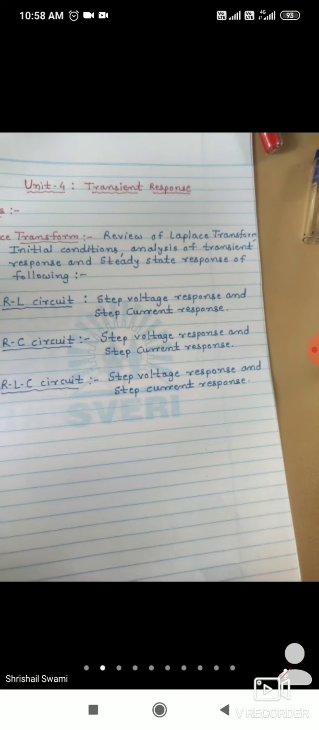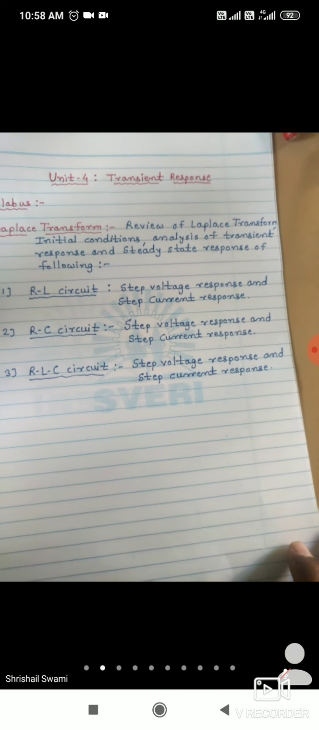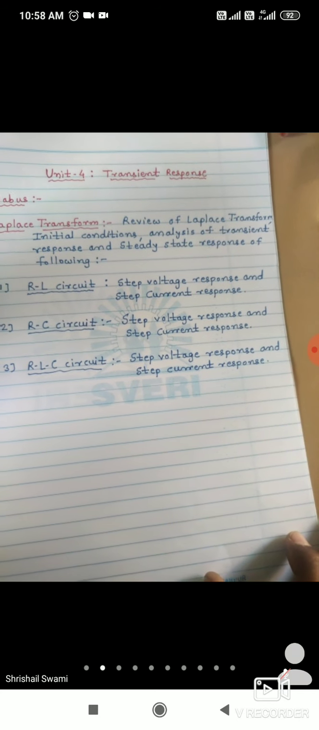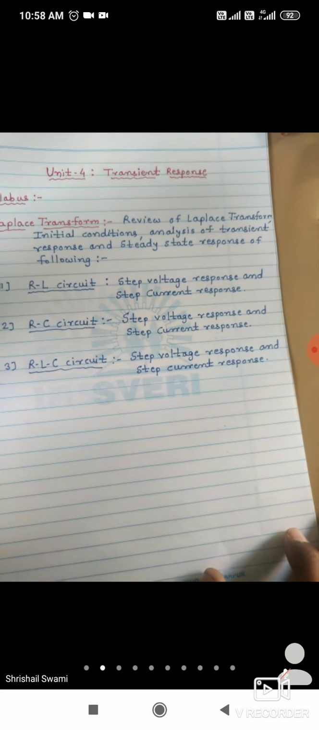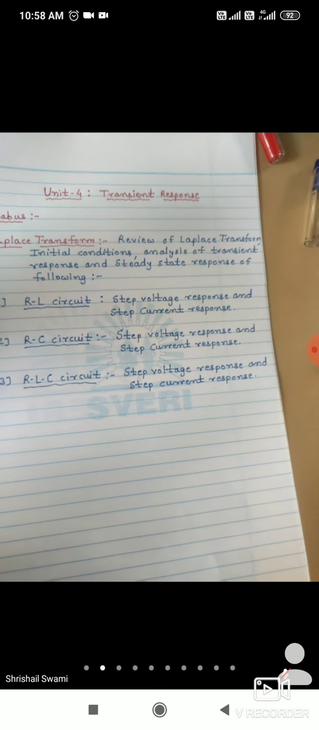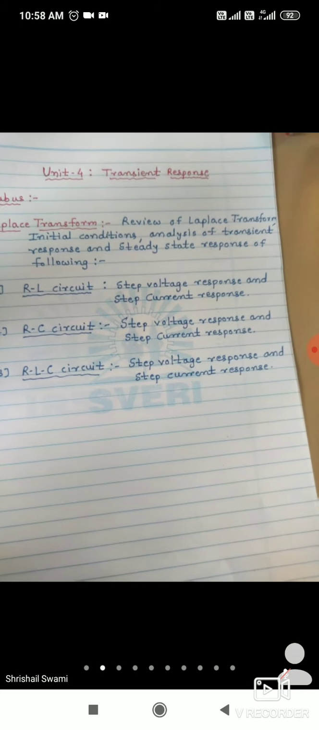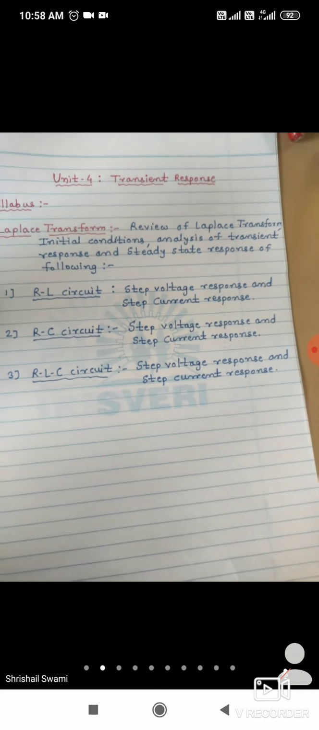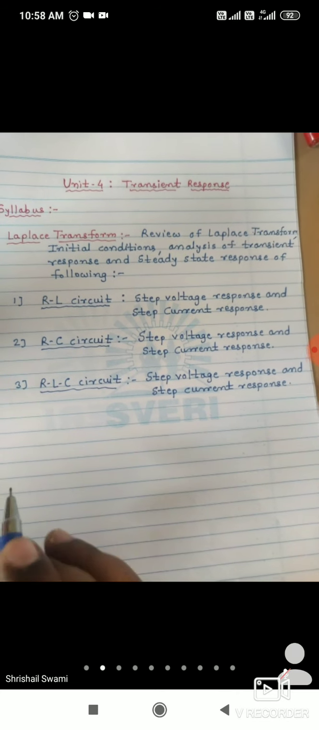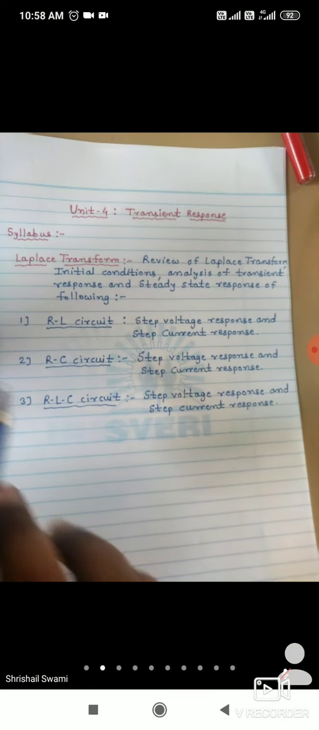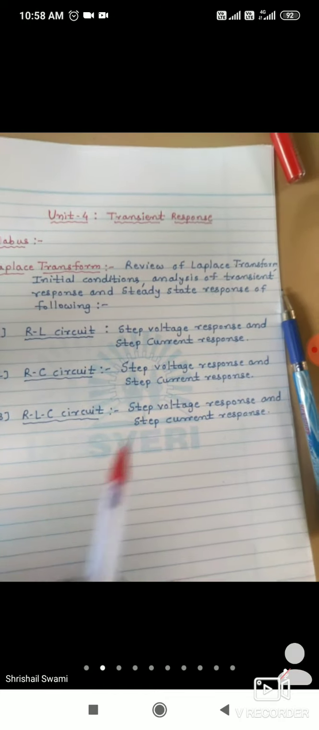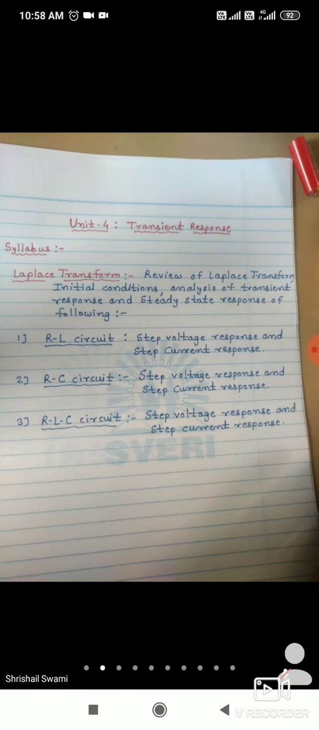Okay, so in a regular class this unit requires 10 lectures to complete, but as we are taking it online, it will require 12 to 13 lectures. If we start today, it will nearly complete in the first week of November, so before Deepavali our syllabus will end. So we can start with the help of the syllabus. This will be the syllabus, and we are going to solve problems based on all the above topics.